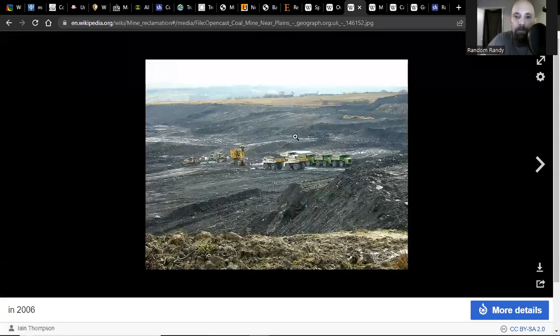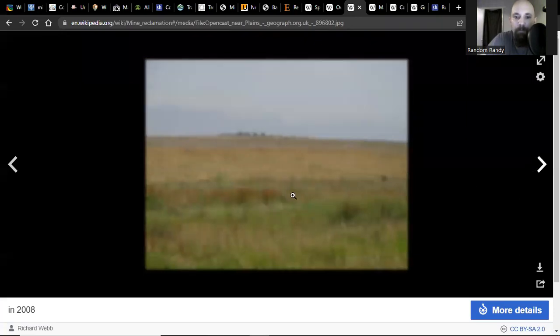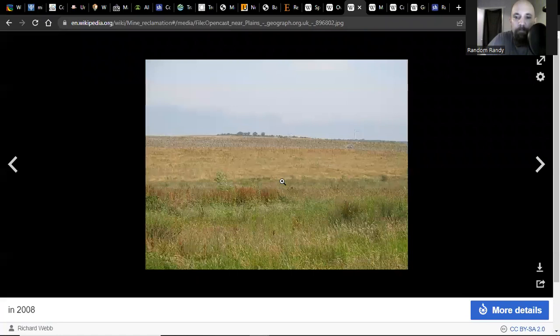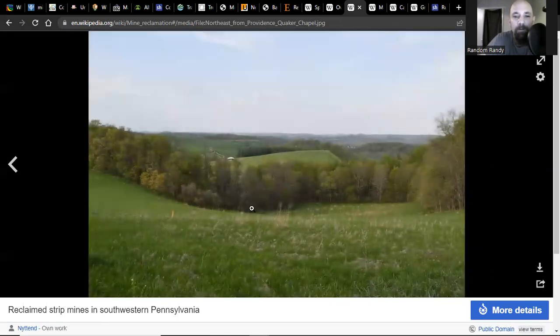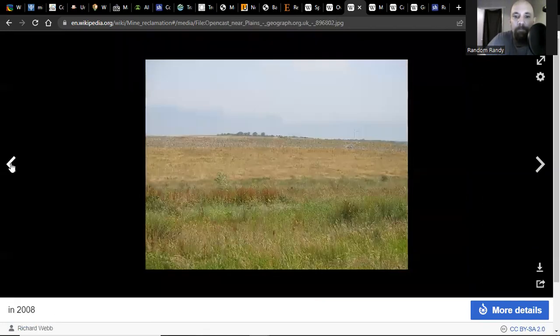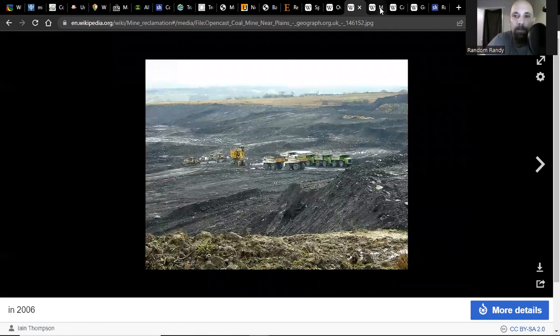This is in 2006. This is a coal mine. And this is a couple of years later. Look at that. What does that look like to you guys? Try the entire Central America, Central United States. So I don't think it's a far cry, guys, to look at this stuff. Reclaimed strip mines in Pennsylvania. This looks exactly like where I live in Iowa. Exactly, guys. 100%. Tree lines, farms. So is this coincidence? Are we living in a massive mining operation?